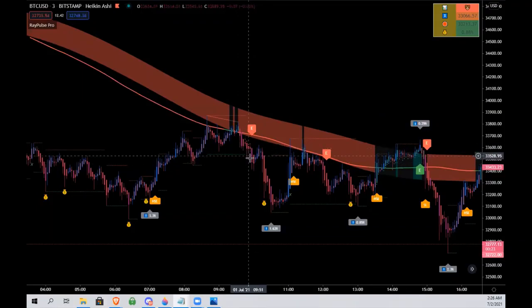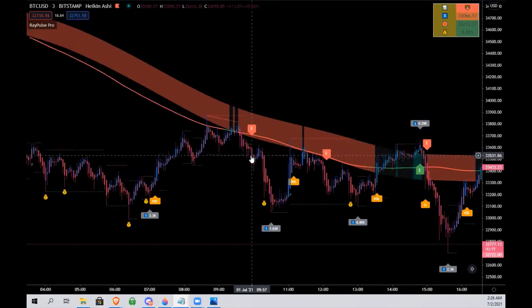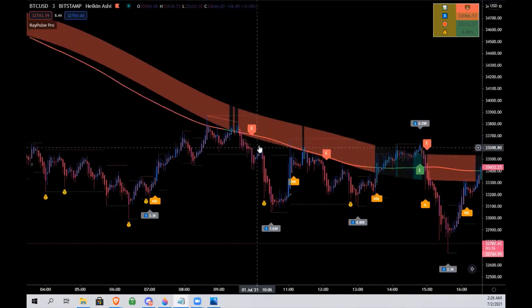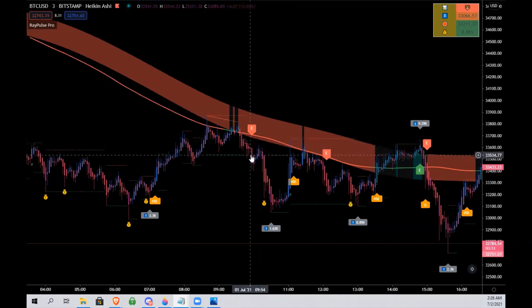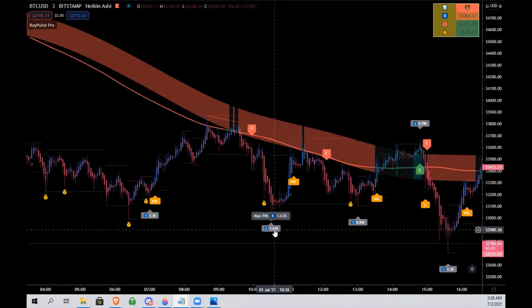A good example of this is here, where price breaks down out of consolidation. Then we receive warning dots that a signal may be inbound. The signal comes and price moves to the downside for a 1.63% gain.